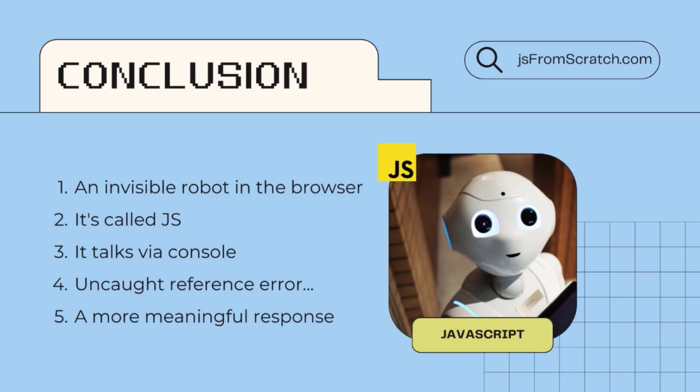3. You can talk to this robot via the console in the developer tools. 4. If the robot doesn't understand what you're saying, it will say, "Uncaught reference error," etc. 5. If the robot does understand your command, it will give you a more meaningful response. We've reached the end of this video. In the next one, I'll show you a few more ways that you can meaningfully talk to this invisible robot using the console.